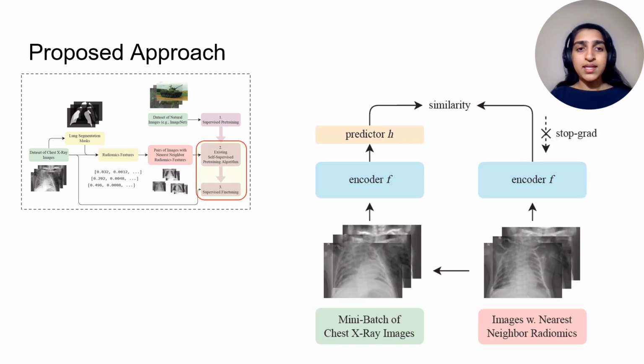We then applied an existing self-supervised learning algorithm, SimSiam, but for each image, instead of performing random transformations to create a positive pair, we use the nearest neighbor of that image in the radiomics feature space. After this pre-training step, we fine-tune the classifier head on the labeled training data.